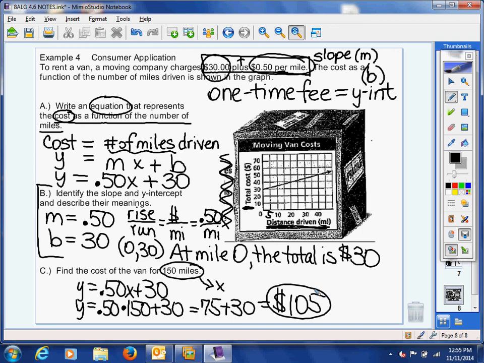150 miles. So I'm going to pay that flat rate fee before I even drive anywhere off the lot, and then I'm going to add to it 50 cents for every mile driven. All right, guys, that's it for example 4. Please write your questions down and bring them to class tomorrow.